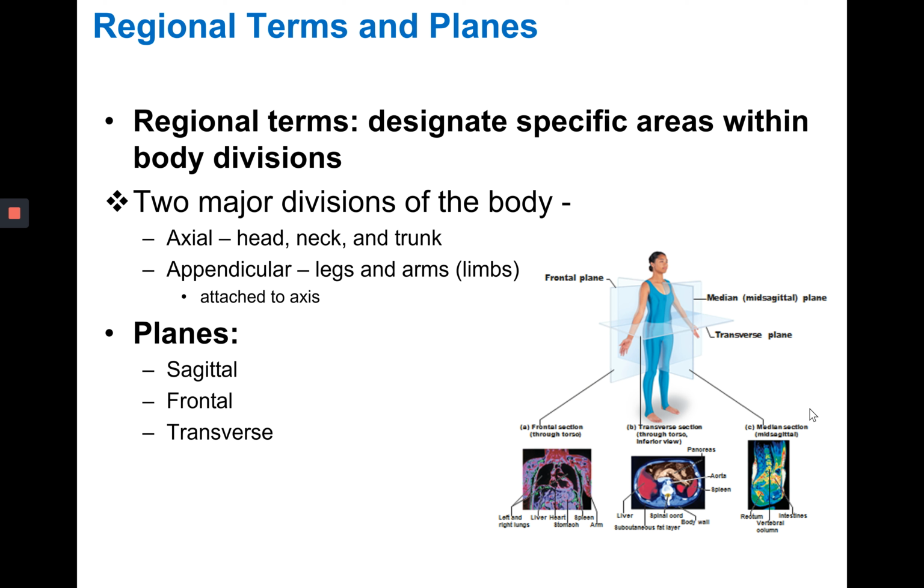The appendicular division is attached to the axial division. To make sure you're not messing this up, just think axial, axis, or middle of the body; appendicular, appendages, therefore your legs and arms. There's also three planes that you want to discuss, the sagittal, frontal, and transverse plane.